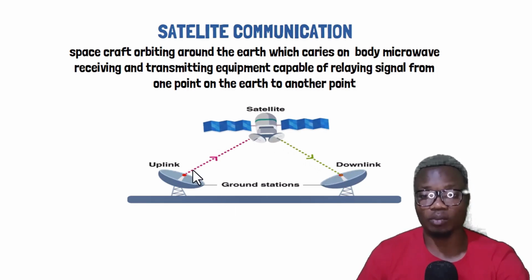So there are 2 points. Both points are ground stations. Both points are on the surface of the Earth. We call them ground stations. So this station here will send an uplink information going to the satellite, and the satellite will send information to another ground station. We call it the downlink.